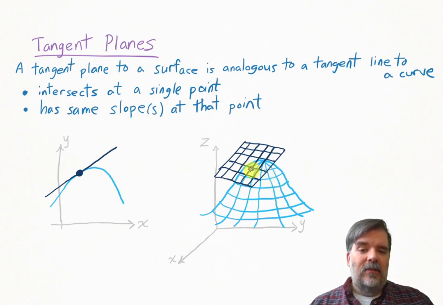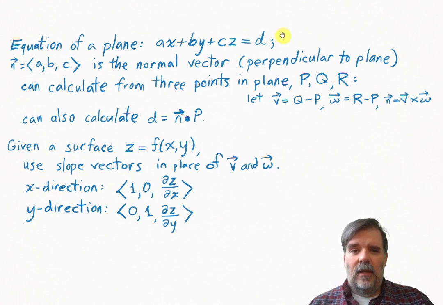And so if we were to calculate the slope of the tangent plane in the x direction or the y direction, they would agree with the slope of the surface in the x direction and the y direction at that point. So our goal is to find the equations of these planes. Just as a quick review, the equation of a plane has the form a times x plus b times y plus c times z equals d. The vector n, with components a, b, c, the coefficients of x, y, and z, that's the normal vector to a plane. It's a vector which is perpendicular to a plane.